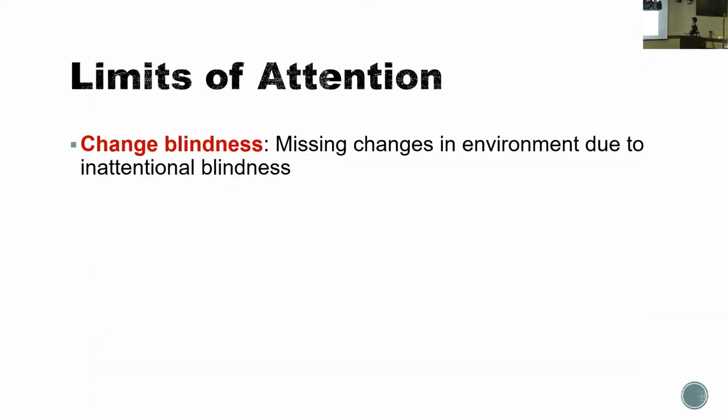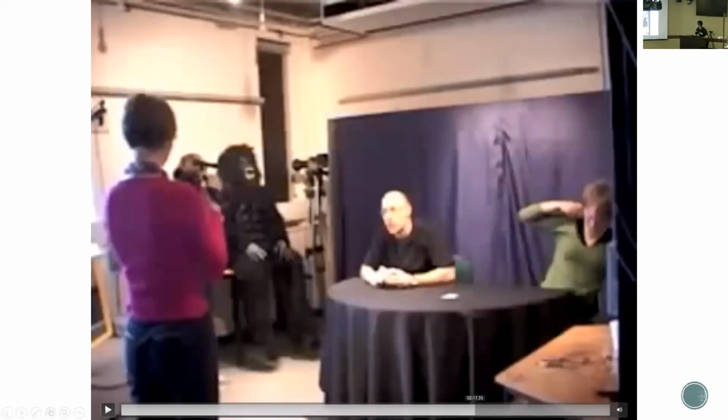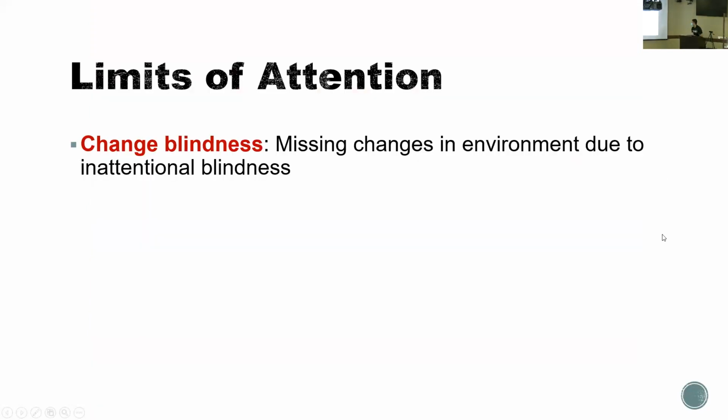Alright, it's pretty cool, right? So that's change blindness, when we miss changes in environments due to inattentional blindness. Did you guys see the gorilla in that video? Yes. Okay. So the gorilla was sitting there. Did you guys see it? No? I'm going to show you real quick. Right here. Okay. So this is the change blindness and the inattentional blindness.